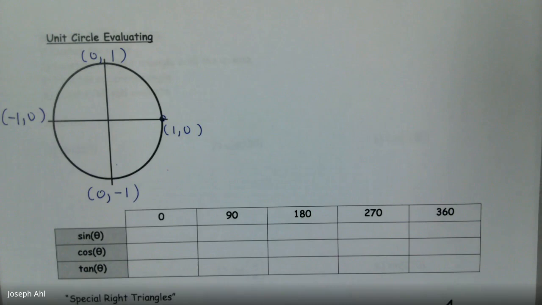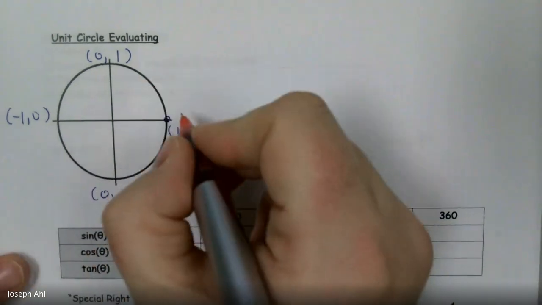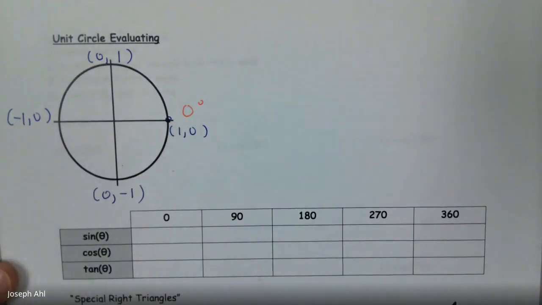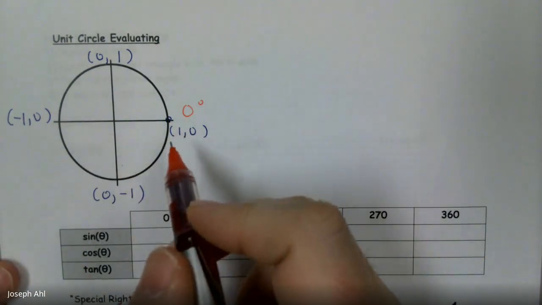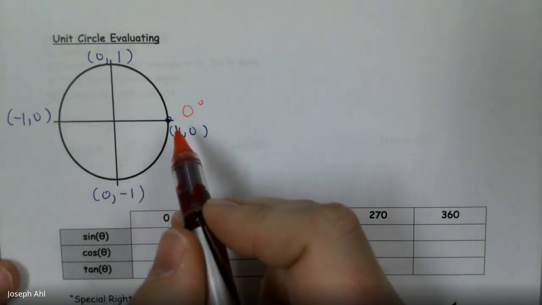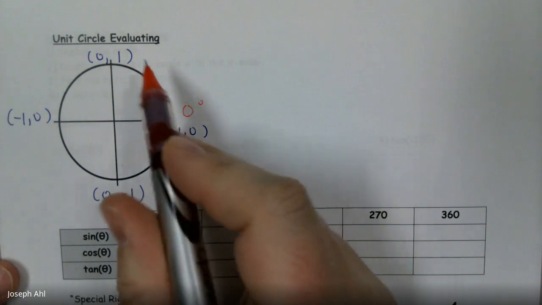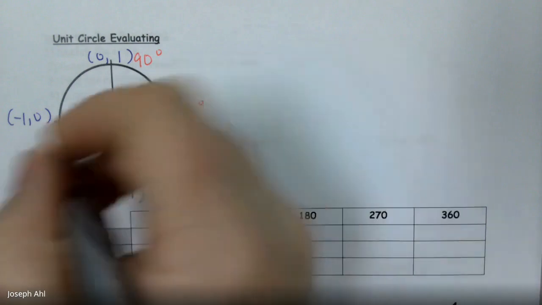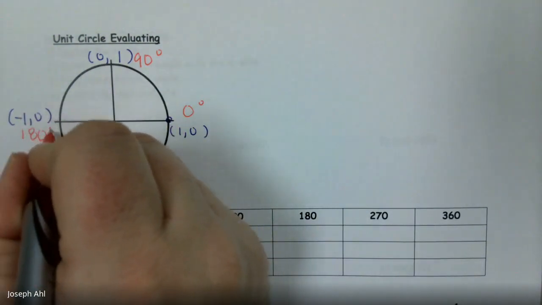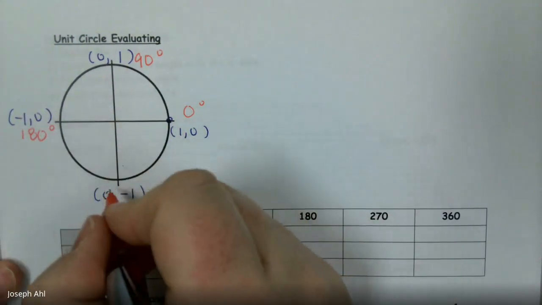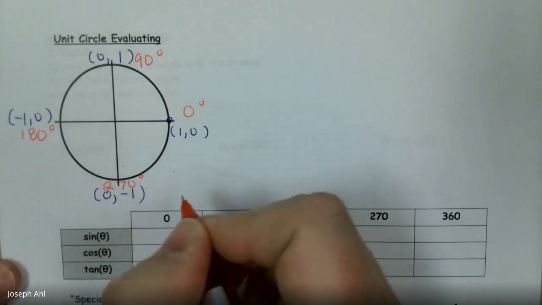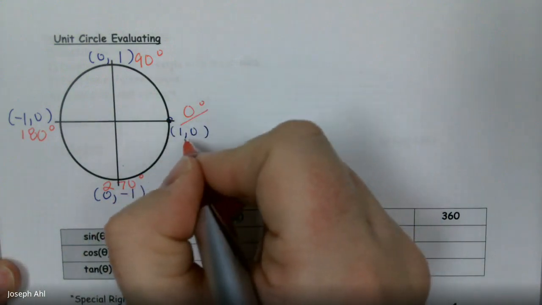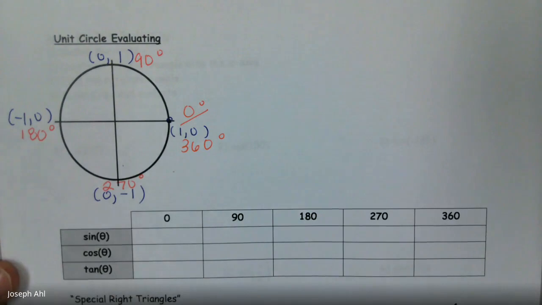The other thing that will be of importance to us on the unit circle are the degree measures at each of those locations. So when we sketch angles, 0 degrees is up here. When I say up here, I actually mean to the right. And then as I rotate counterclockwise from there, 90 degrees is at the top of the unit circle. 180 is halfway around. 270 is at the bottom. And then if you go full circle, 0 and 360 correspond with the same location.